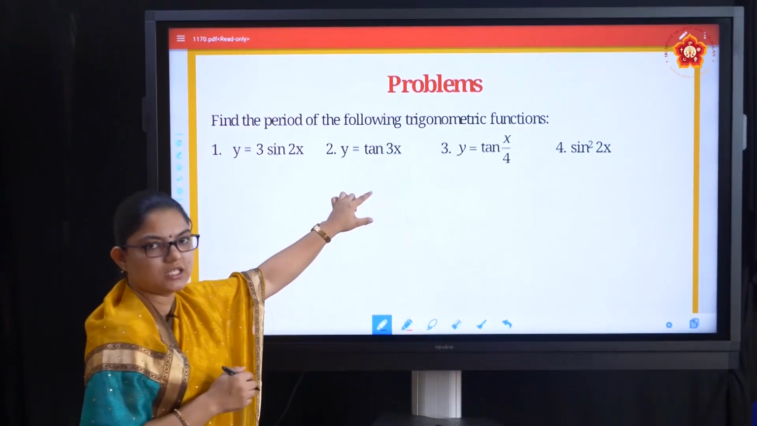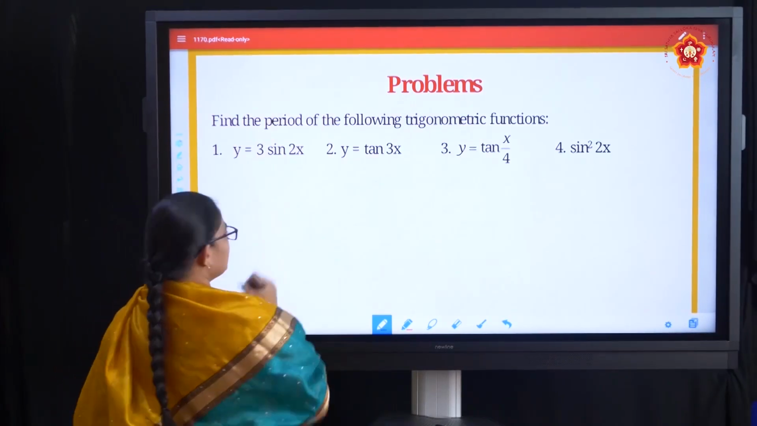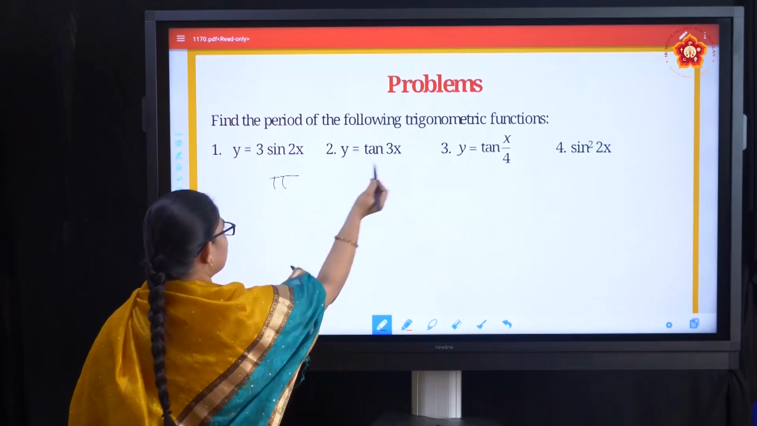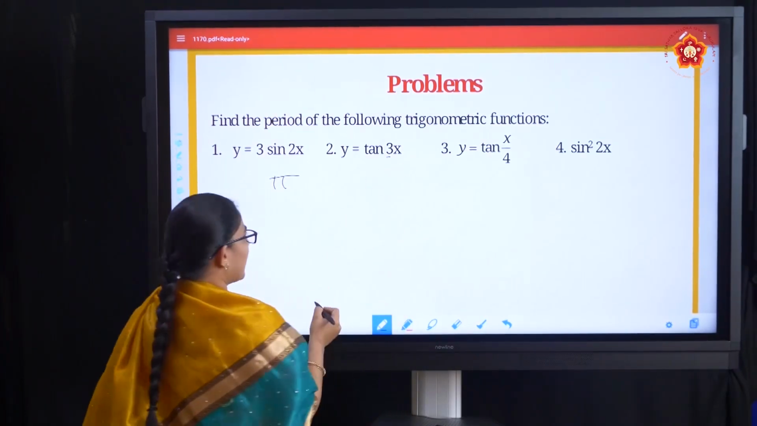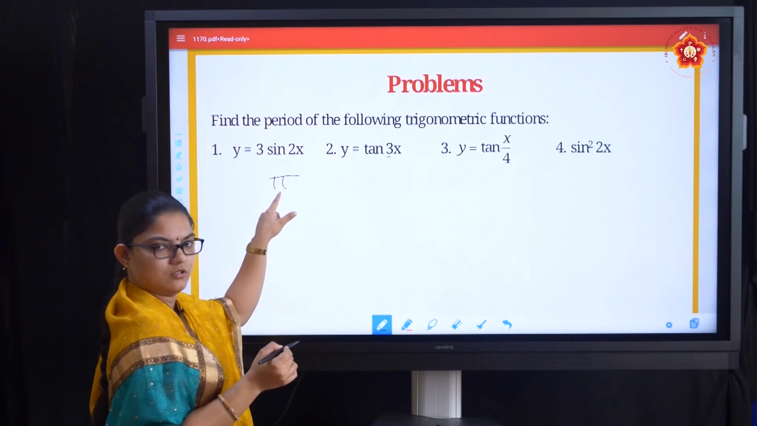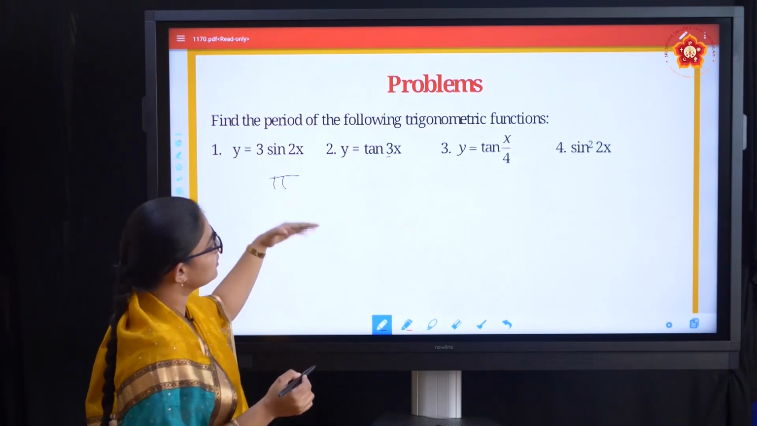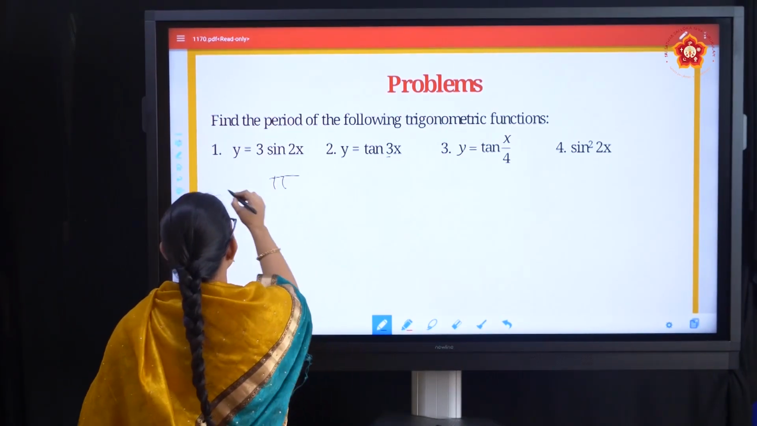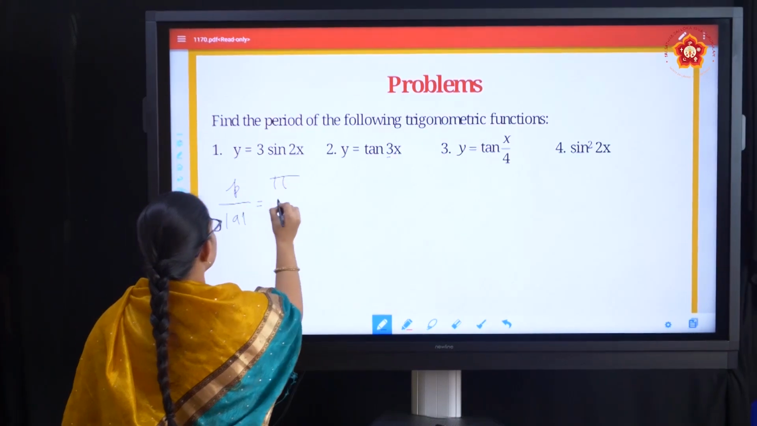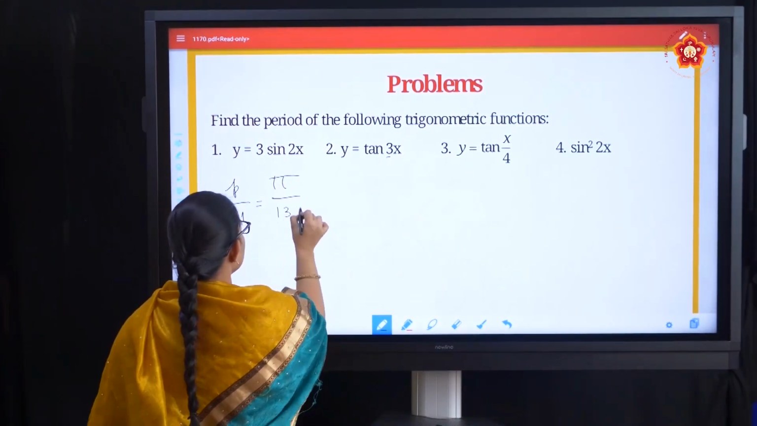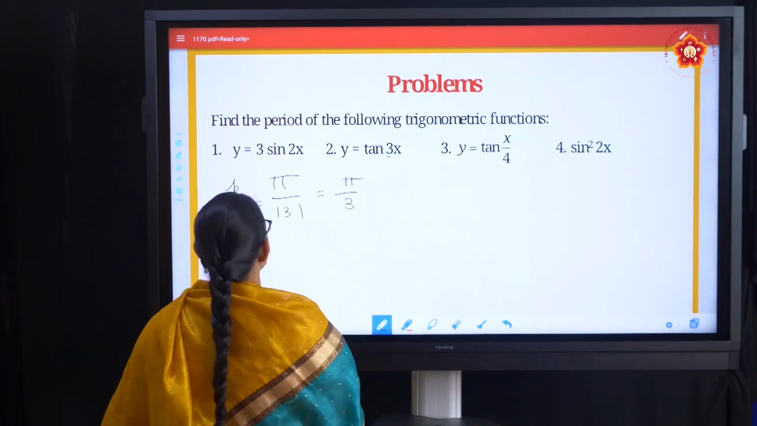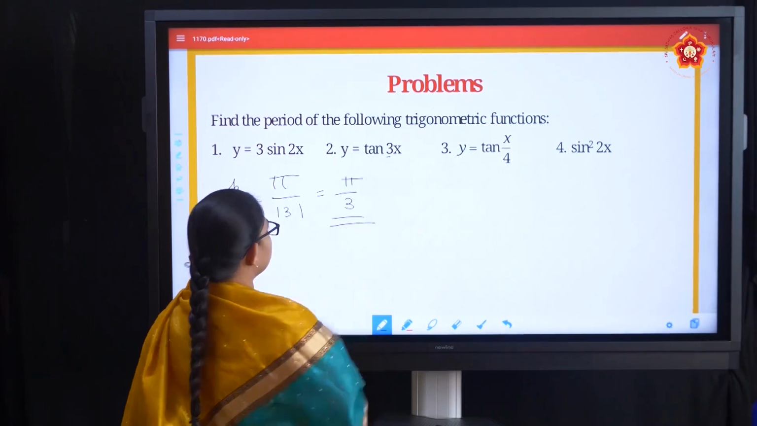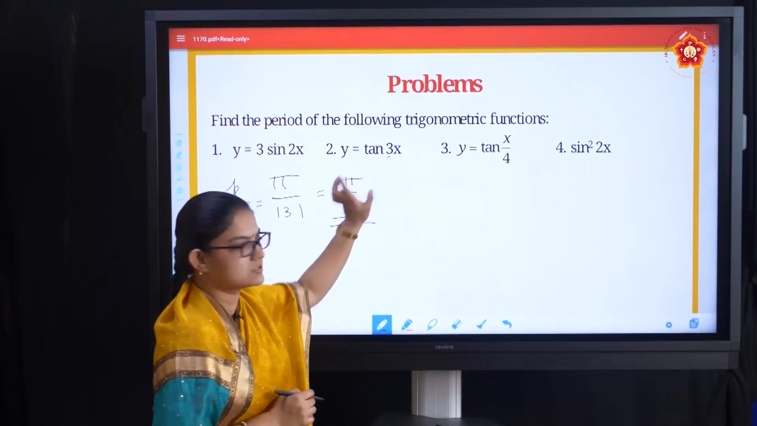Next question, we have tan 3x. So we know that period of tan function is pi. And here the coefficient of x will be 3. So we have to divide the period of the tan function by modulus of 3, that is 3. So we have here p by mod a, that is mod 3, which is nothing but pi by 3. So pi by 3 is the period of y equal to tan 3x.